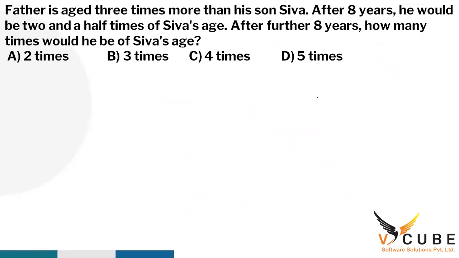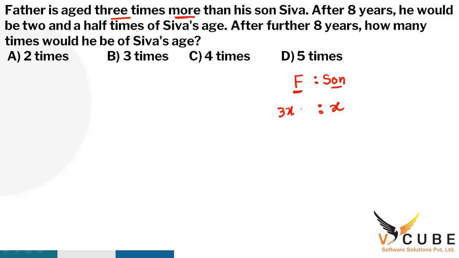Father is aged 3 times more than his son Shiva. After 8 years, he would be 2.5 times of Shiva's age. After a further 8 years, how many times would he be Shiva's age? Okay. First read the first statement carefully, guys. Father is aged 3 times more than his son Shiva. Shiva's age we don't know. Let it be x, guys. So father is how many times? 3 times. x into 3, 3x.